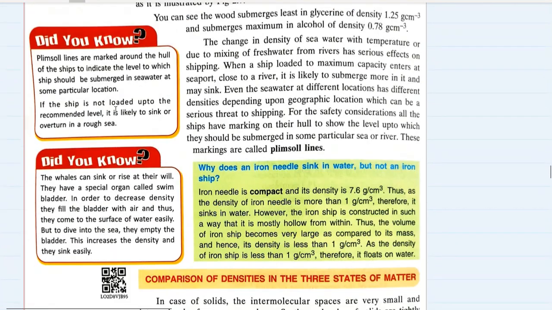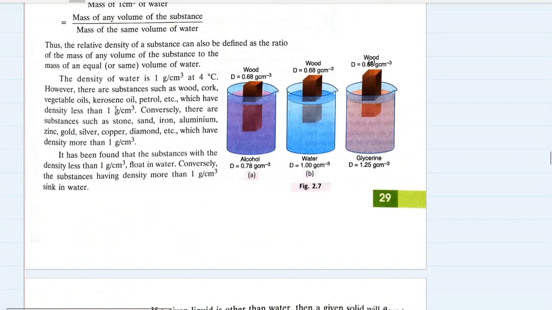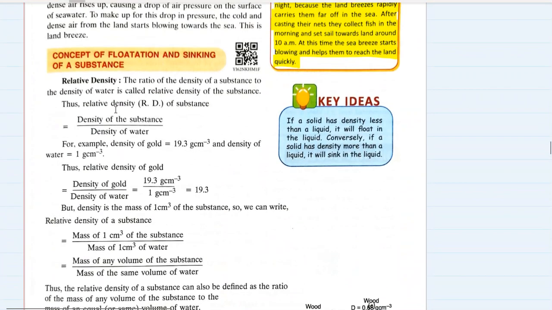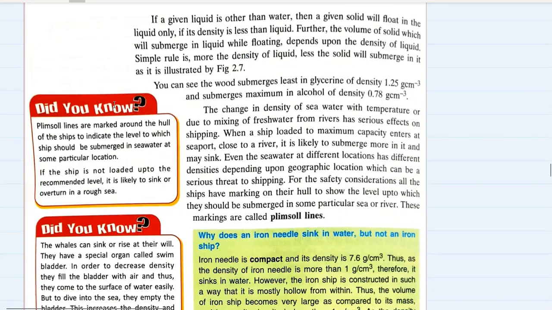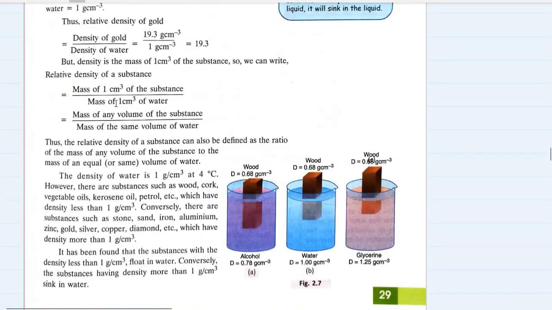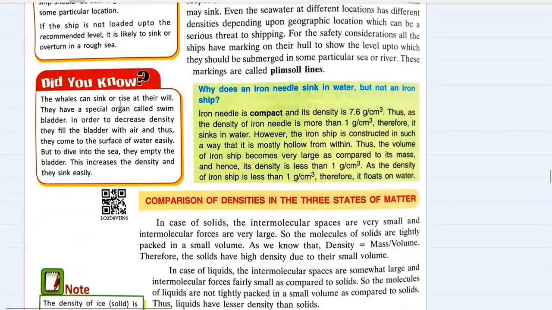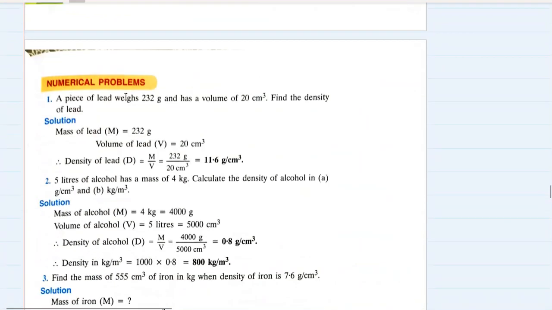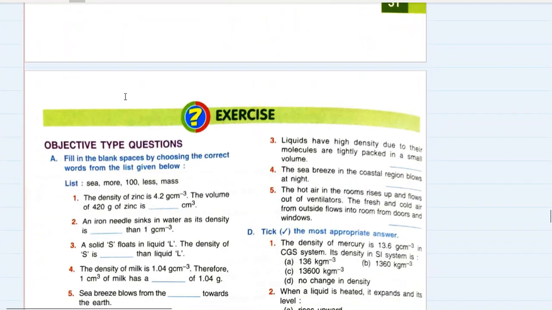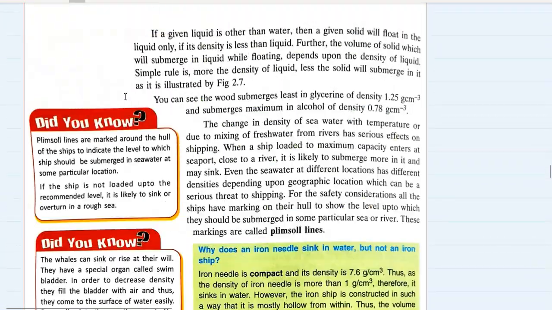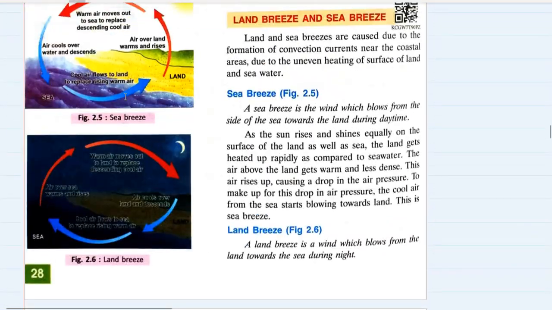Okay, so this was today's topic. In the next class, I'm going to teach you about the concept of flotation and sinking of a substance, which is related to density, actually relative density, which we are going to study. And we are going to compare the densities in three states of matter. And also we are going to do some numericals and end this chapter. So one more class will be required for finishing this chapter.